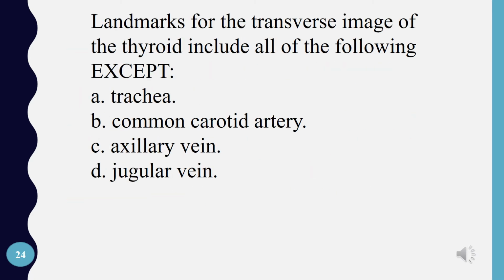Landmarks for the transverse image of the thyroid include all of the following except: A. Trachea. B. Common carotid artery. C. Axillary vein. D. Jugular vein. The answer is C. Axillary vein.